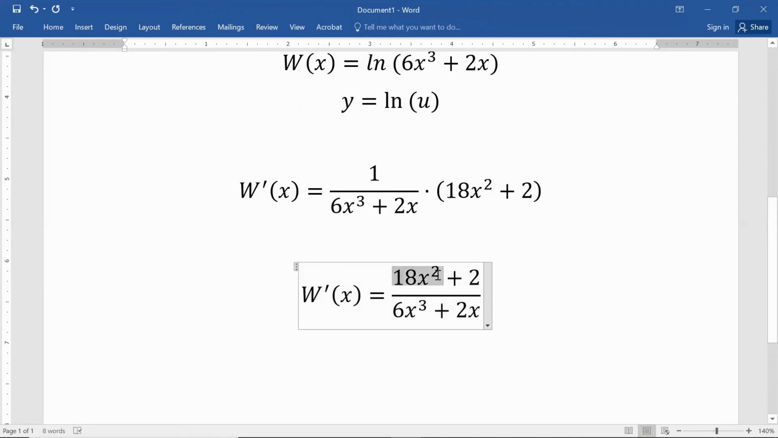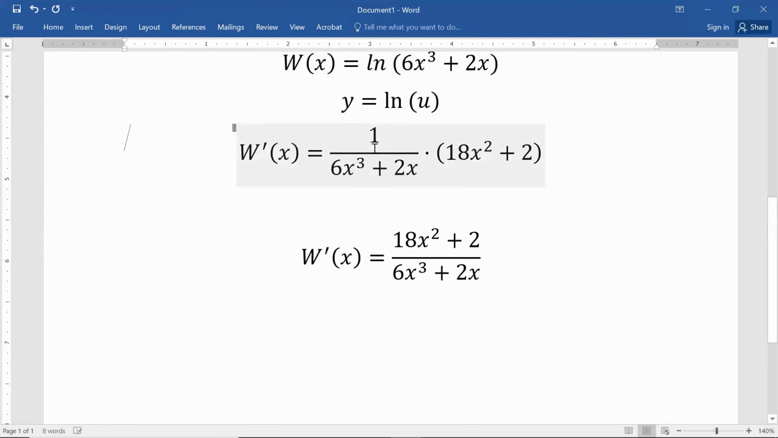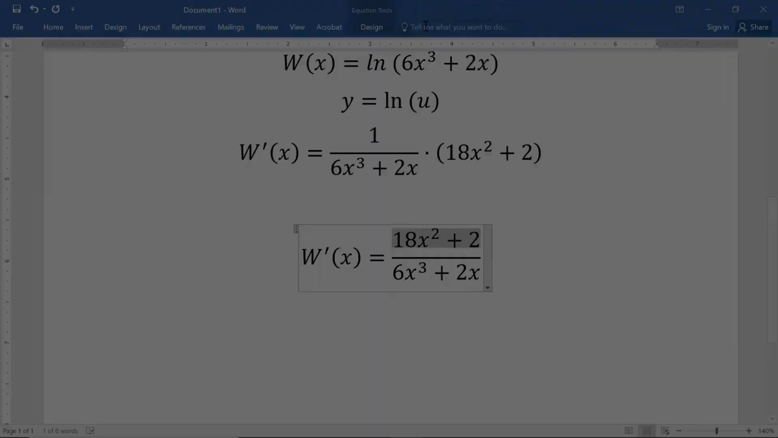Notice that the derivative here of natural log of a function is essentially the derivative of the function in the numerator and the actual function in the denominator. So if I have natural log of a function or of an expression, then the derivative is a fraction where the expression goes in the denominator and the derivative of that expression is in the numerator.